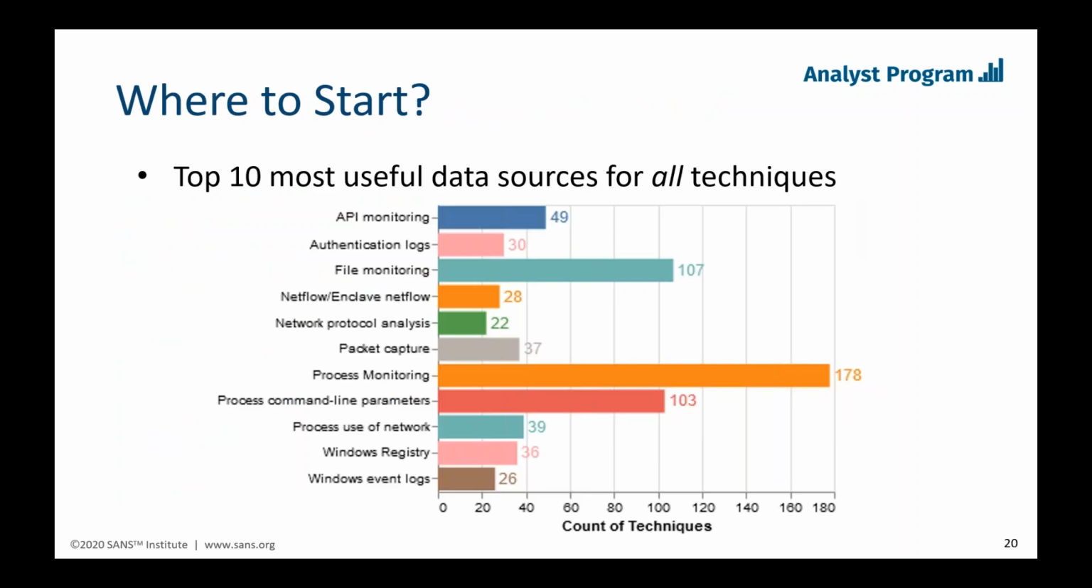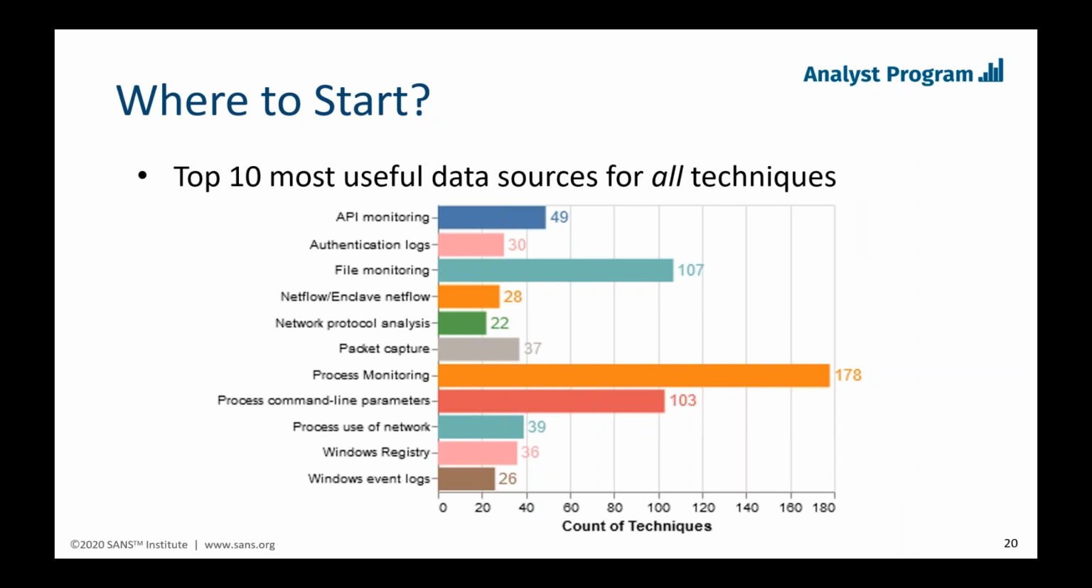So I did this, but I did a little bit different of a way. I pulled all of the techniques out, and I was trying to ask the question, well, which techniques are most commonly listed across all of the various things, right? In other words, if you were to say, I'm not going to prioritize anything, I just want to do the best I can with the top 10 data sources, what would those things be? And so when I pulled that information, this is what I got.